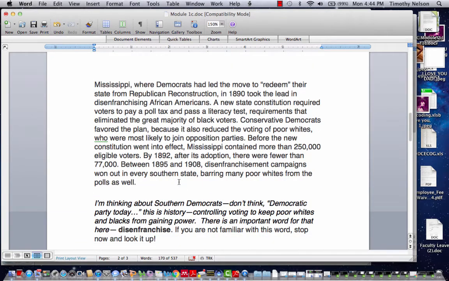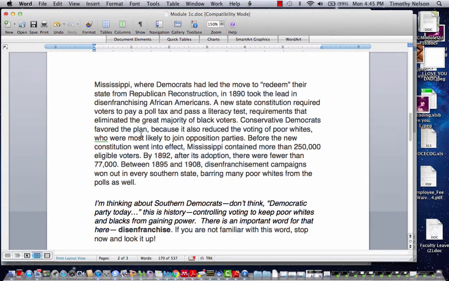Look at the next paragraph. Mississippi, where Democrats had led the move to redeem their state, redeem in quotations, from the Republican Reconstruction, in 1890 took the lead in disenfranchising African Americans. A new state constitution required voters to pay a poll tax and pass a literacy test, requirements that eliminated a great majority of black voters.